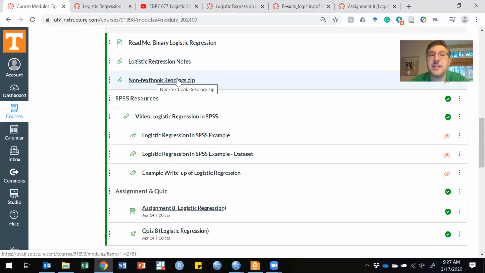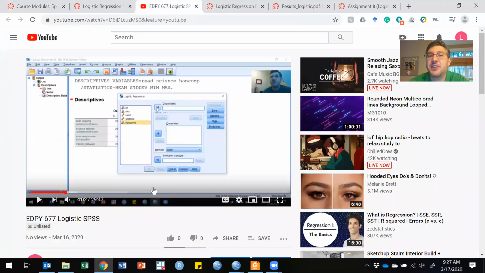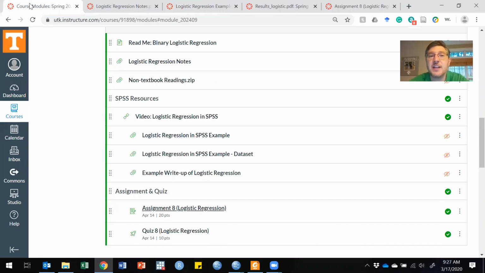I've posted a video where I walk through logistic regression in SPSS, so you can see that video on Canvas as well. It should take you to the YouTube link for that. I've also posted my annotated output for walking through a logistic regression in SPSS.